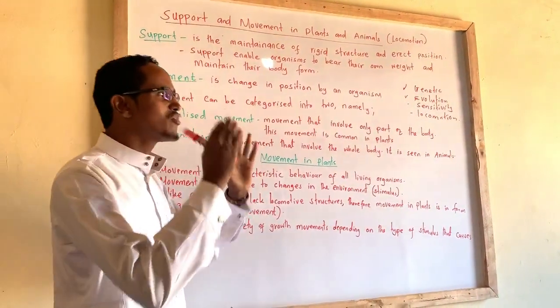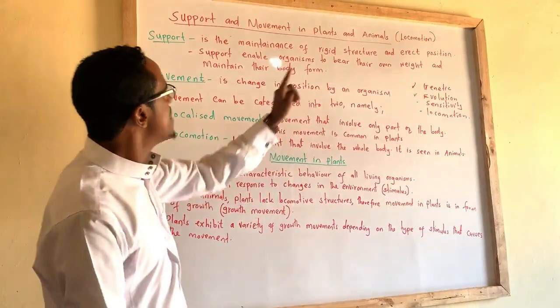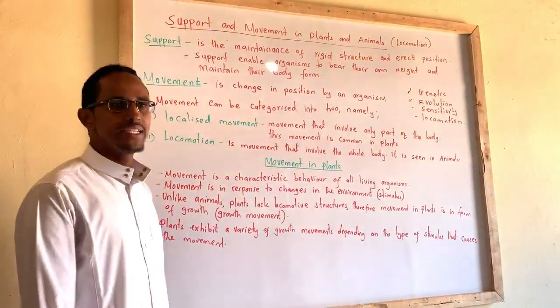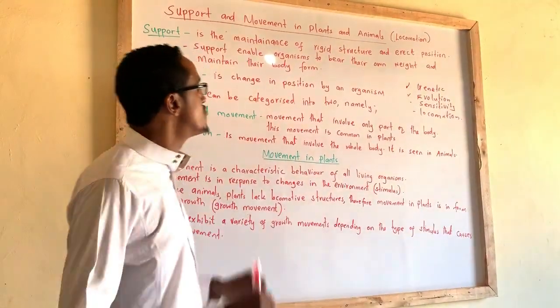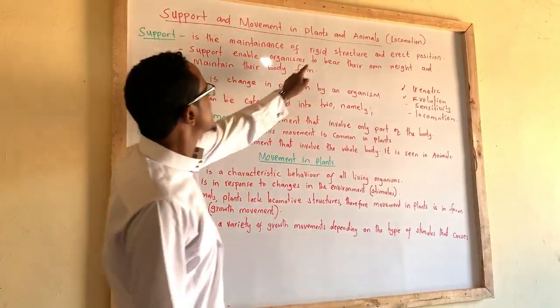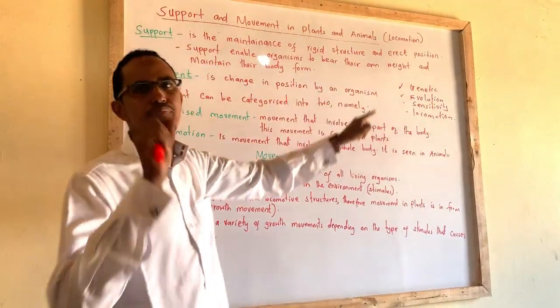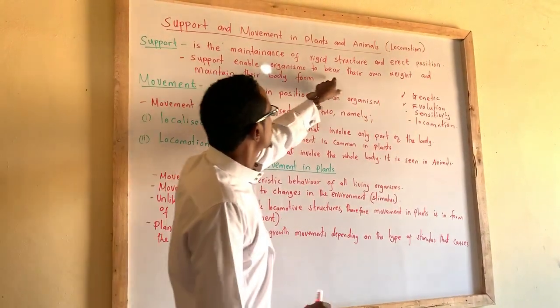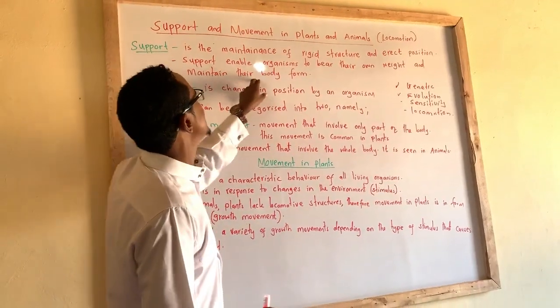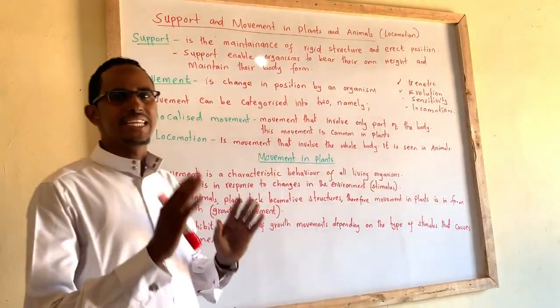We have a system of bones that gives us an ability to carry our own weight. Now we are able to carry our muscles, our bones and the fluids within our body due to the rigid structure that has been provided by the bones. That's why we can carry our own weight and also maintain our body form, our body shape.